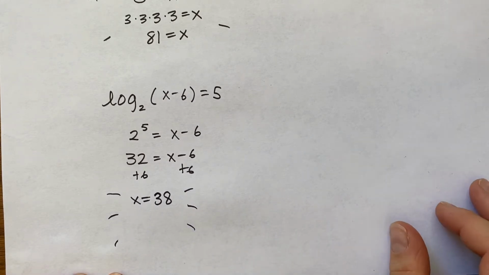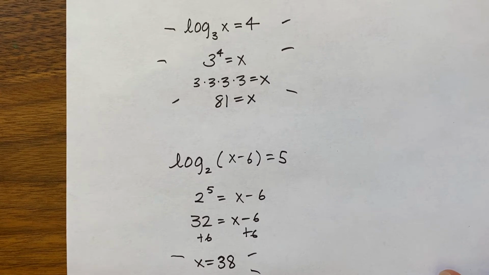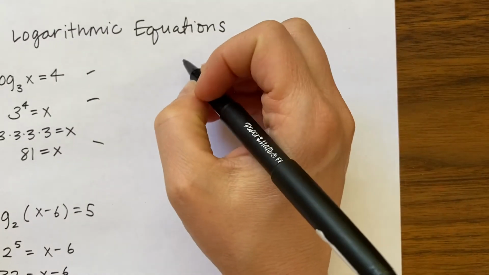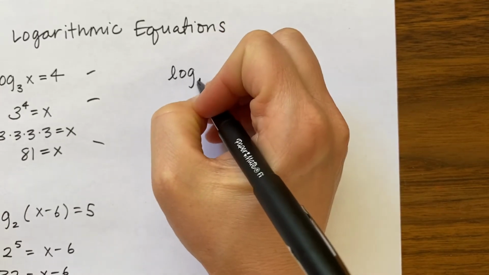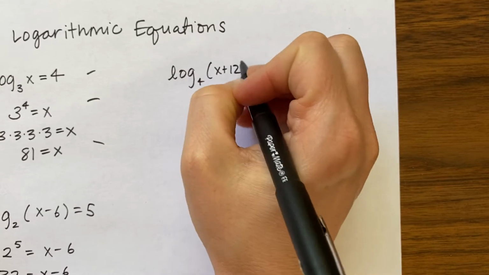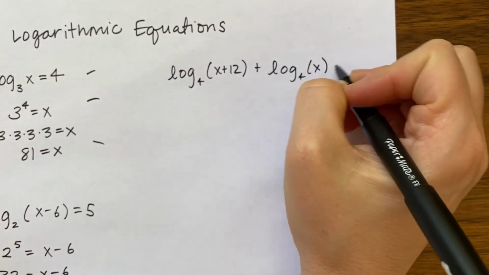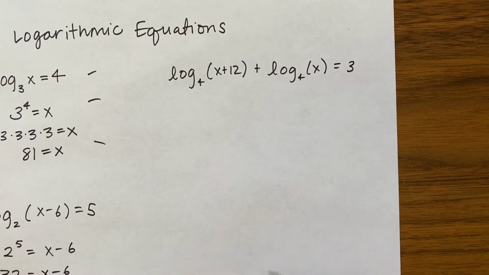But what if we complicate things? We are not interested in the easily done. We like a challenge. So let's say we had a problem like this: log base 4 of x plus 12 plus log base 4 of x is equal to 3. Now here we don't have a single logarithm that we can easily translate into an exponential. So what must we do?